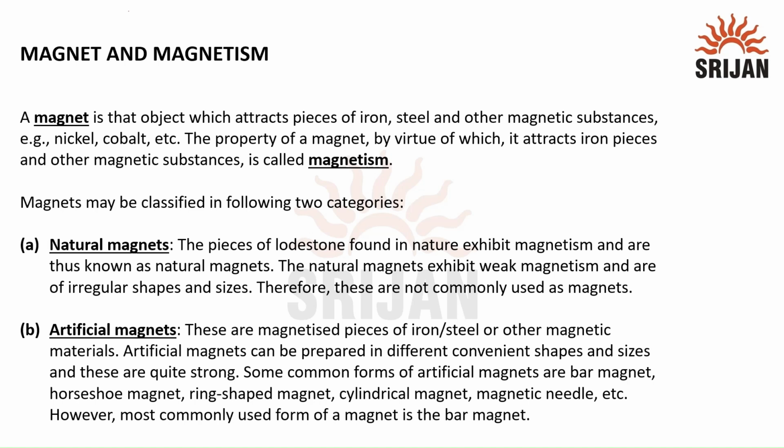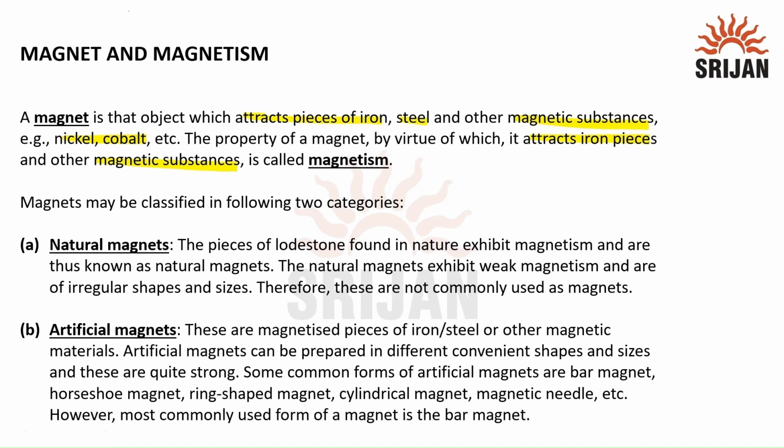In this video, we will learn about magnet and magnetism. You must have seen or played with magnets. So what is a magnet? A magnet is that object which attracts pieces of iron, steel and other magnetic substances, for example, nickel and cobalt. The property of a magnet by virtue of which it attracts iron pieces and other magnetic substances is called magnetism.